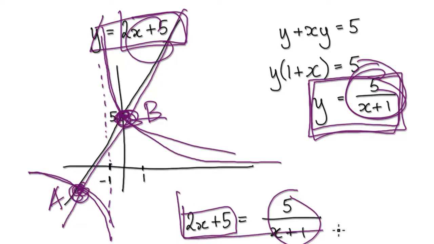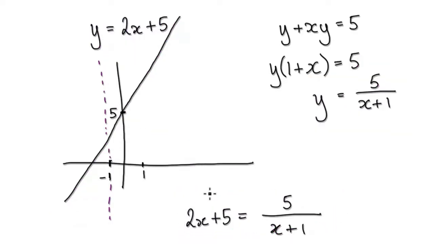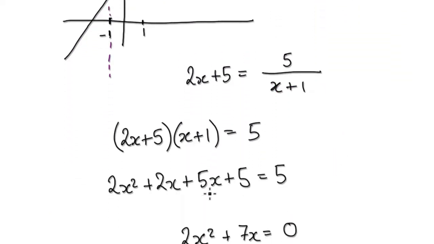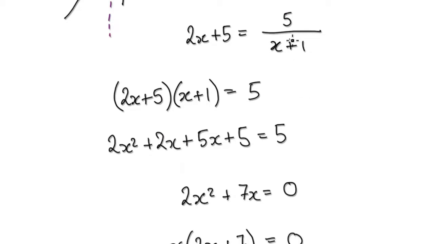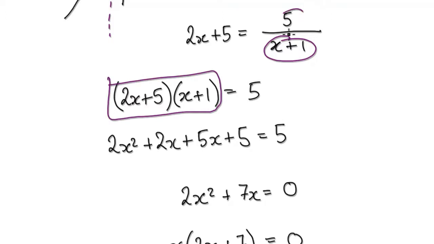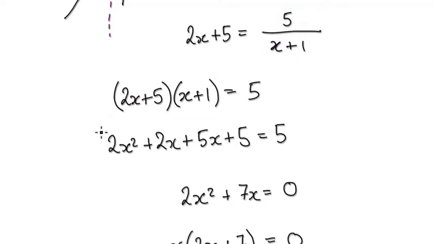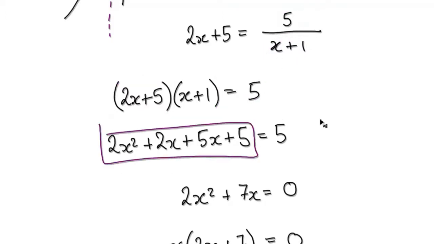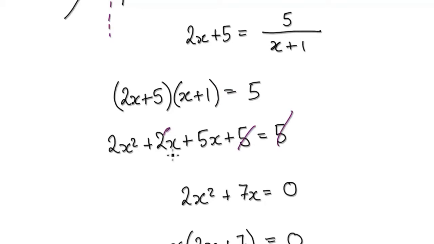So that would take us to here. And then now it's just a matter of solving this. So times both sides by x plus 1. That will then give us this thing here, equals 5. Multiply this out. That will then give you this. The two 5's cancel each other out. Merge these two together. That will give you 7x.